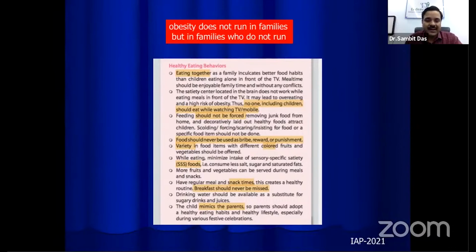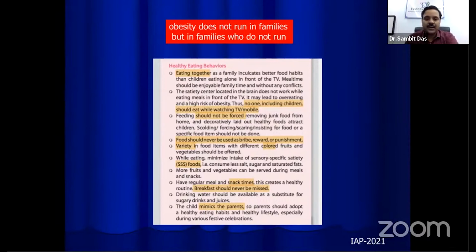We have to avoid SSS foods. They are salt, sugar, and saturated fats. Have regular meal and snack time. It's not that the snack time varies. We must designate a time for meal and snack for these children. And breakfast should never be missed. And the child mimics parents, so the parents should inculcate good practices regarding weight management.